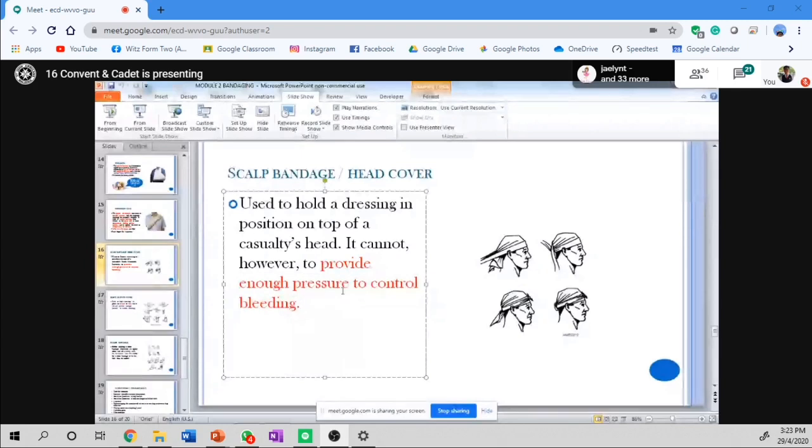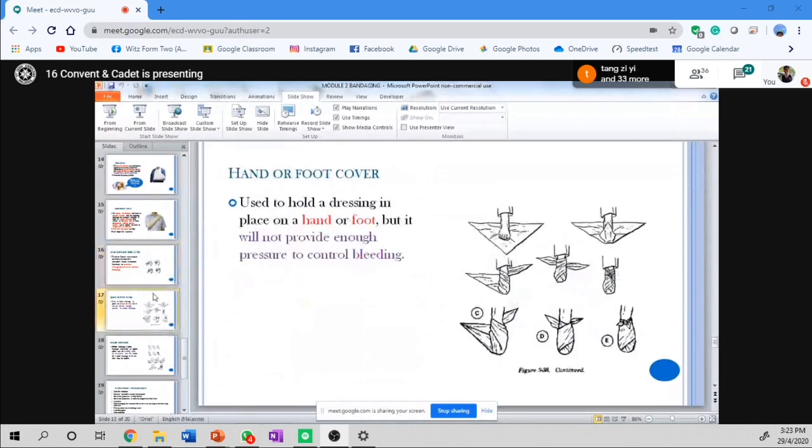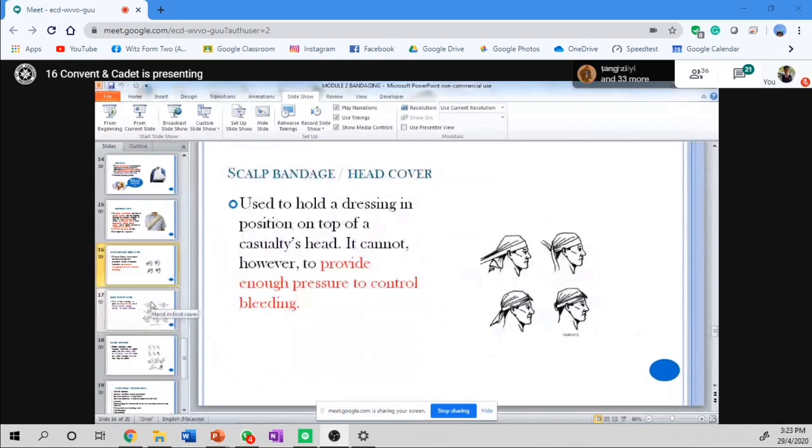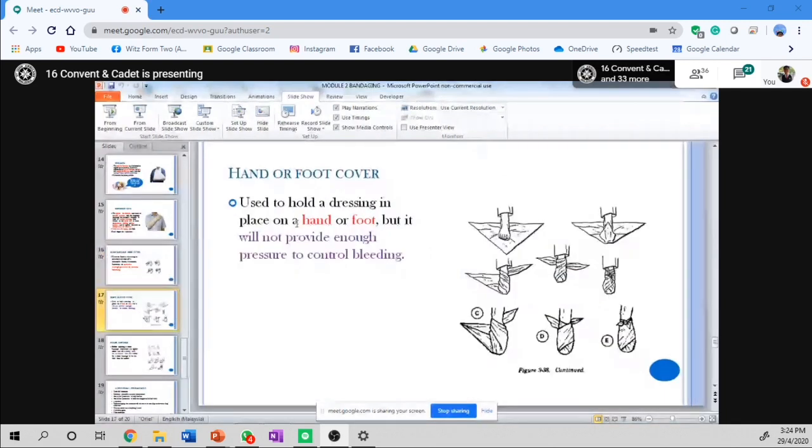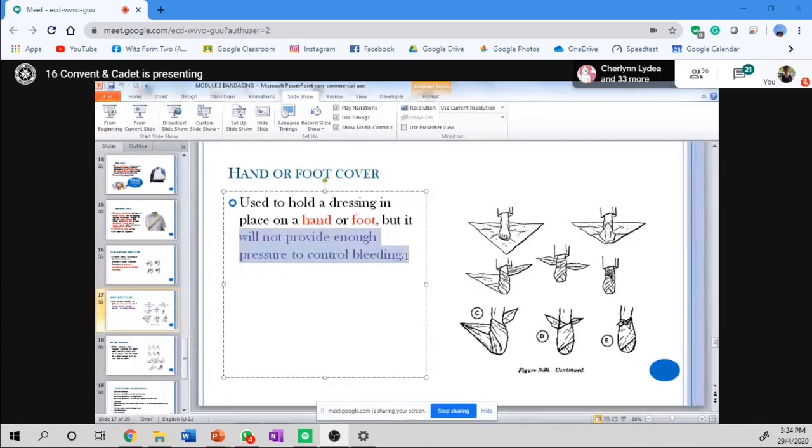This one I just go through because it is not in your exam syllabus. So head or foot cover. Normally we will be using roller bandage to perform the treatment, because if you use the triangular bandage, it will not be so secure, as you can see here, and will not provide enough pressure to control bleeding. So the best way is to use roller bandage. Normally for hand or foot.